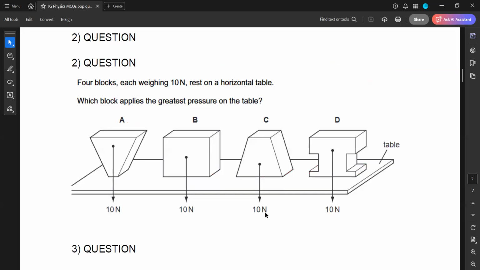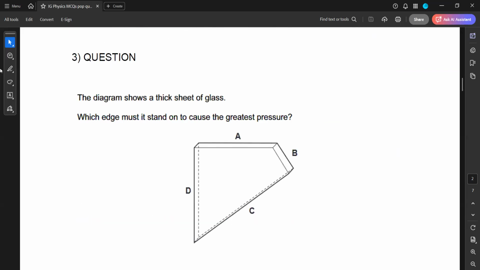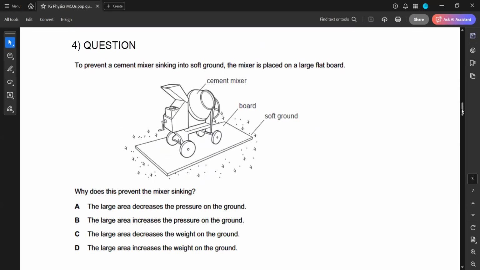Next, we have question 3. The greatest pressure means it should have a small area. So which side has the smallest area? B has the small area, so it will have the greatest pressure. Question 4. Any doubt in question 4? The correct answer for question 4 is A.